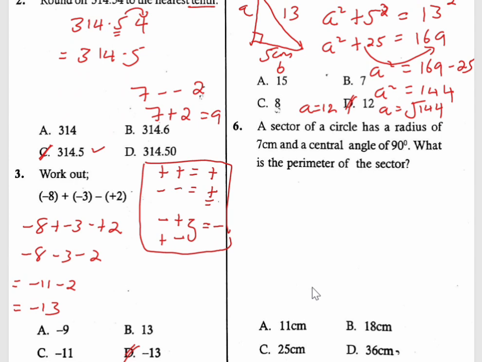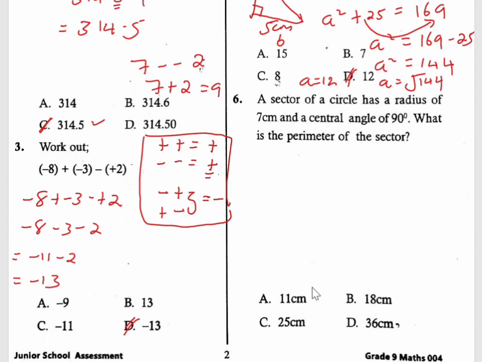Number 6. A sector of a circle has a radius of 7 centimeters and a central angle of 90 degrees. What is the perimeter of the sector? So I'm going to draw a sector here, a sector with angle 90 degrees. This is the 90 degrees. The angle is 90 degrees. And call this side A, B, and then O.